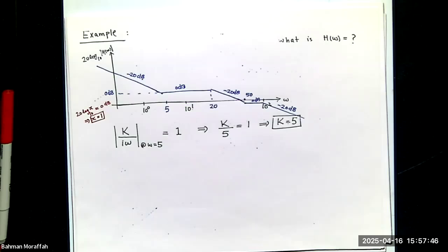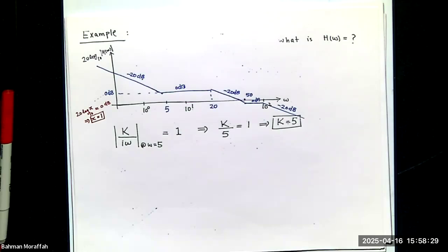You with me so far? Right? The rest is pretty simple. Why? I only need to look at these breaking points. I need to look at 5, 20, 50, and 100, and evaluate them and see what type of zero or pole they are. Look at this 5. I'm going down by 20, but right after this 5, the slope is 0. What does it tell me? It tells me this 5 must be a simple 0 of order 1.